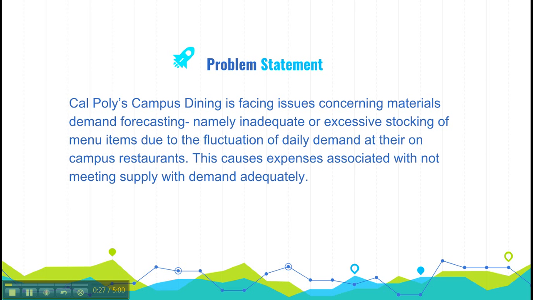Here's the official problem statement. Basically, it outlines their issue, which is the costs associated with excess stocking of menu items that they then have to throw out. So everything they bring out to use for a day, if it doesn't get used, a lot of it they have to throw out. A more accurate forecasting system will help them cut costs from knowing better how much they need to bring out for a day.